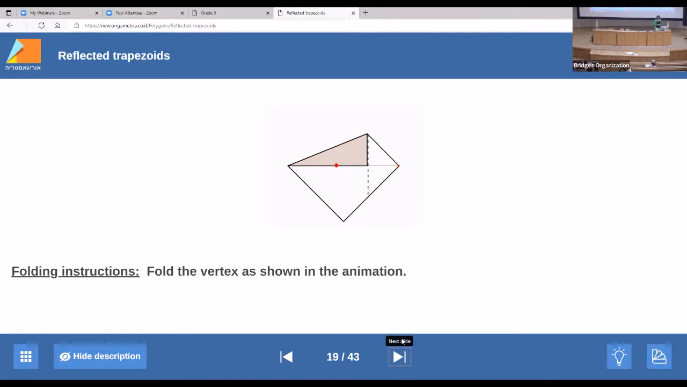So now what I need you to do is fold the vertex as shown in the animation. Now I want to show you something more about this animation. We worked very hard on it. The animation will repeat again and again. So if the teacher wants to go between the children and see that everybody is okay, the animation continues to show it again and again so the children know how to do it. The model is created by Paul Jackson, and he did all the work with the animator.